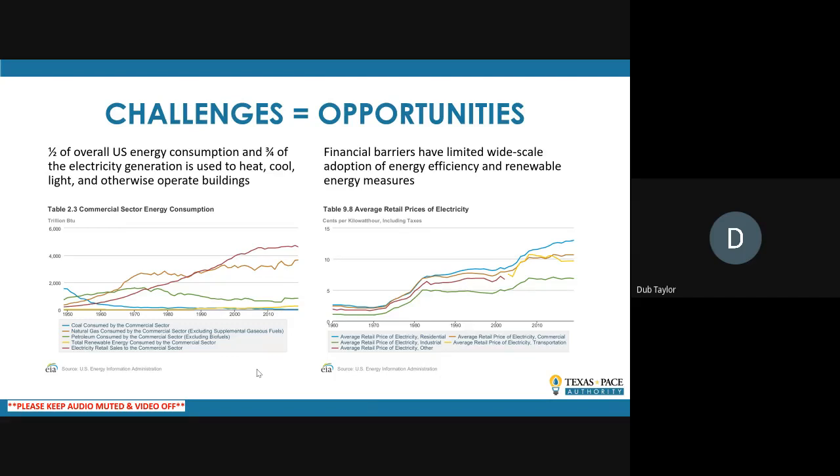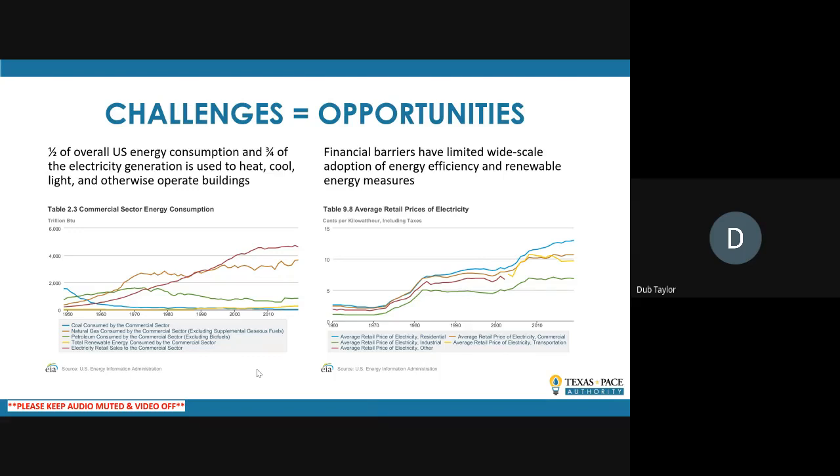And as you can see on the left, the red line that goes up is electricity sales in the commercial sector. A lot of that, of course, is plug load, IT-related things that we're plugging in, but we're also conditioning more space as we add more space. So that line has gone up pretty dramatically.